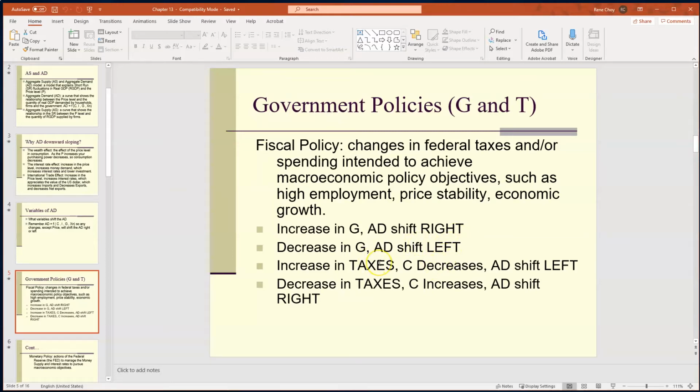An increase in the level of taxes decreases the level of consumption, which makes the aggregate demand shift to the left. And a decrease in the level of taxes increases the level of consumption, makes the aggregate demand shift to the right.